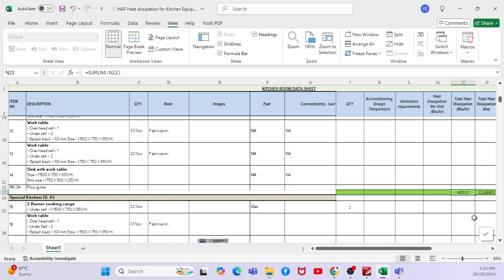This is the 14 items that you've shown us, basically all of the equipment in one particular kitchen. Yes, correct, in one kitchen. And then you have to basically take a summation of all of the heat loads that are there.